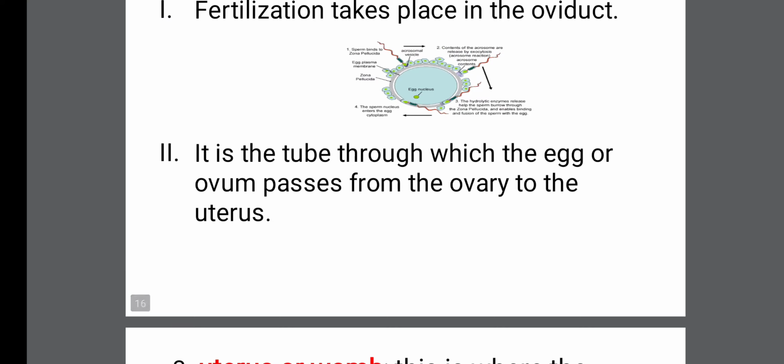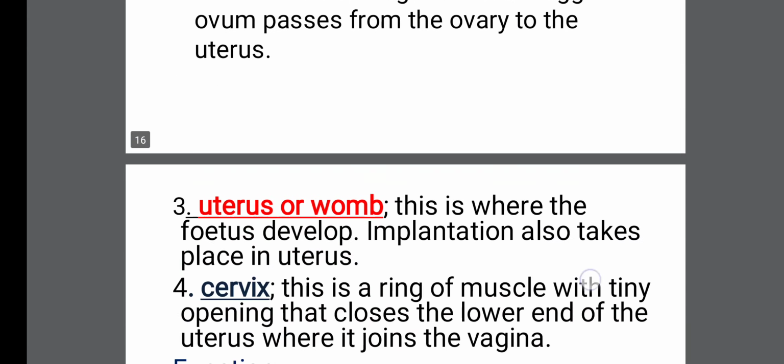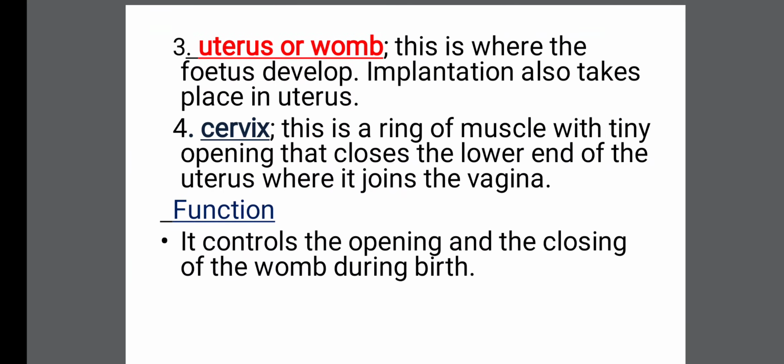The uterus is also known as the womb. It means that whenever the egg is fertilized in the fallopian tube, it then goes down to the uterus to implant itself. Let's continue. Uterus or womb. This is where the fetus develops. Implantation also takes place in the uterus.